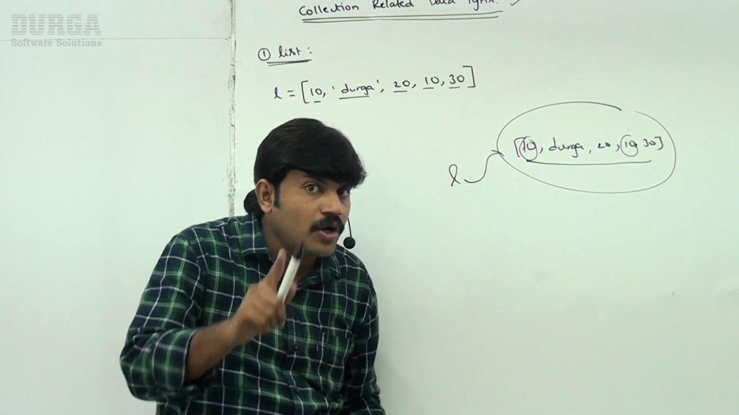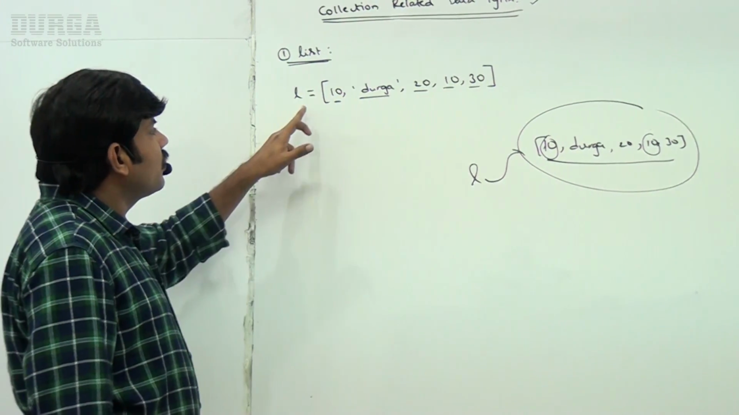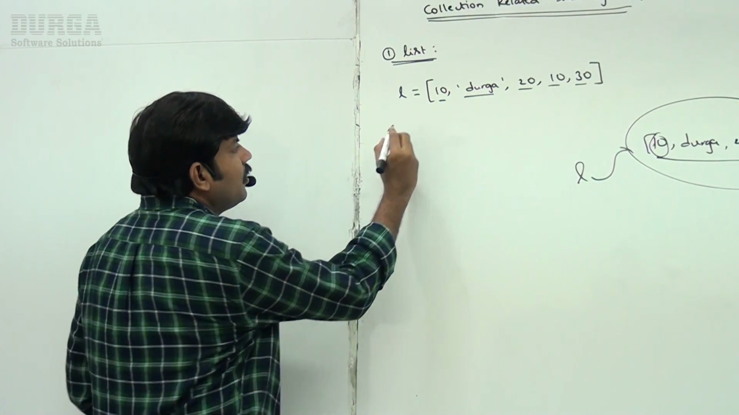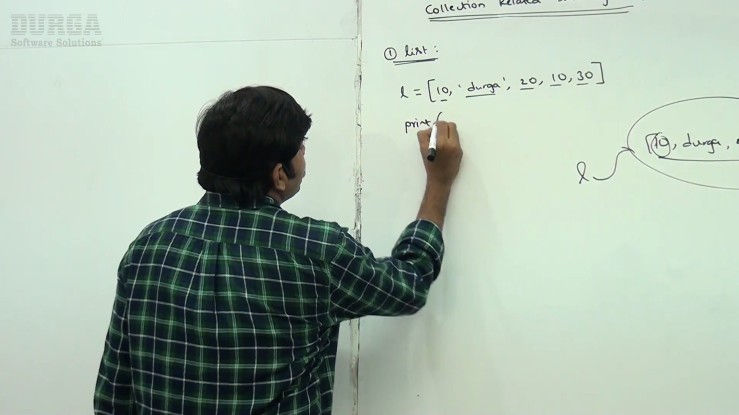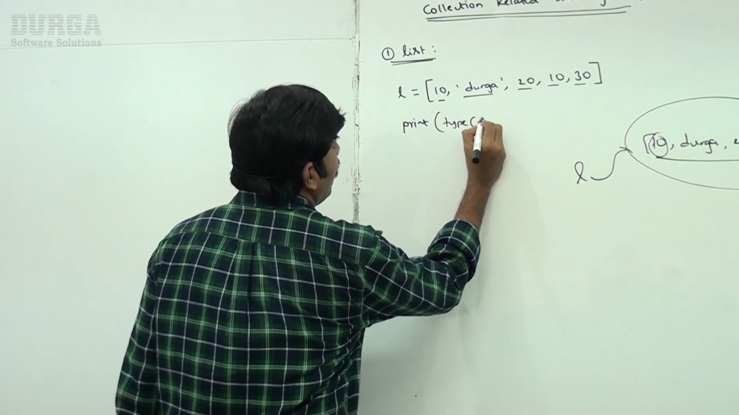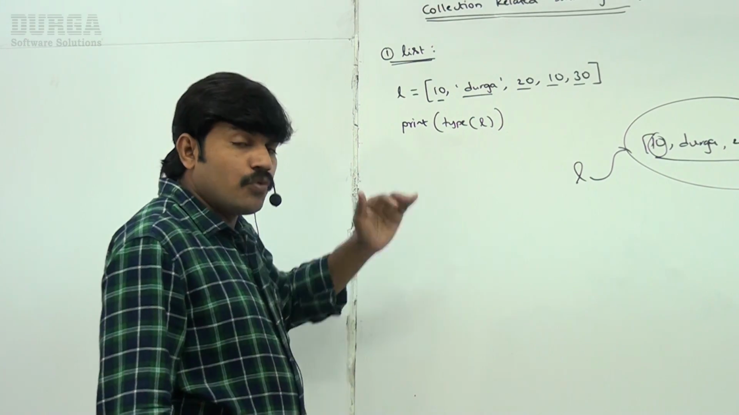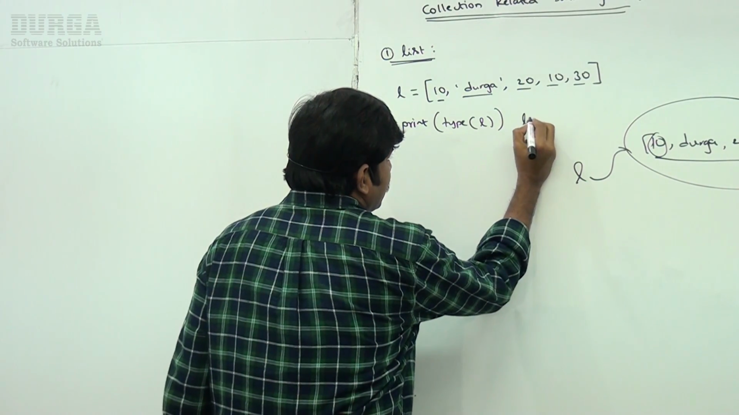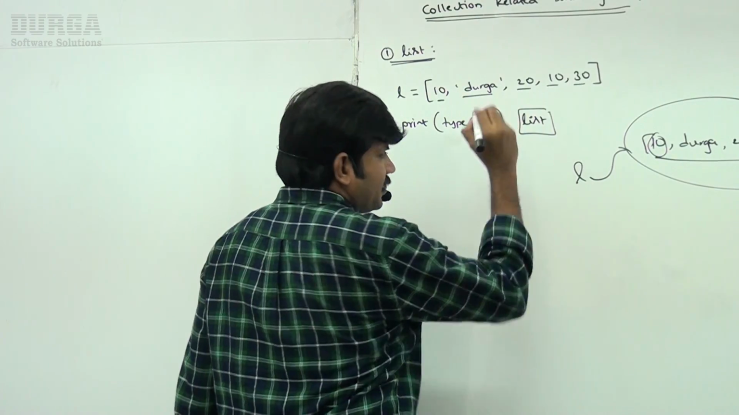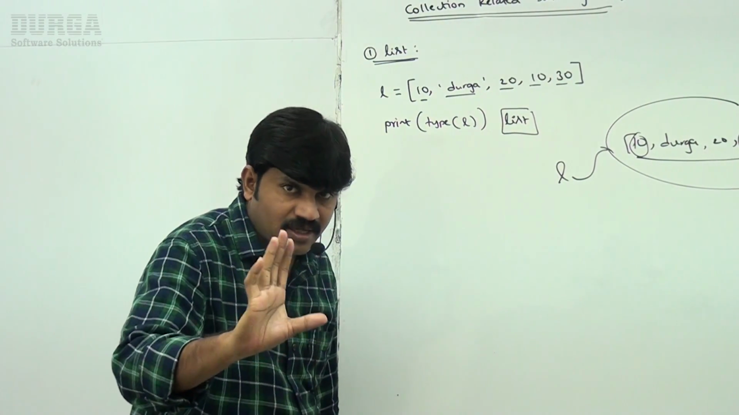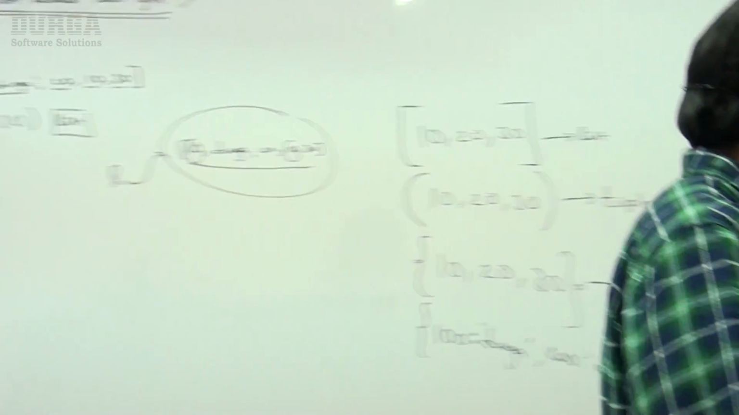Then we have to go for the list concept. I'm sure it is a list. Where is the proof? How can you conclude it is a list? Very simple: print of type of L. What answer are we going to get? Yes, the answer is list. Is it clear for all of you? Let me cross check whether it is really a list or not.